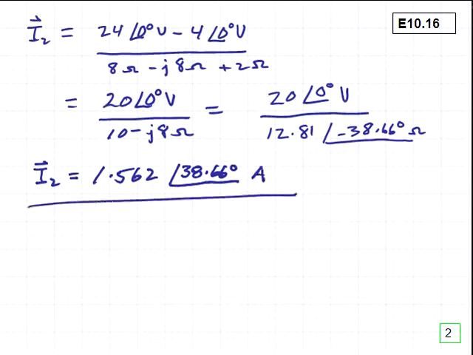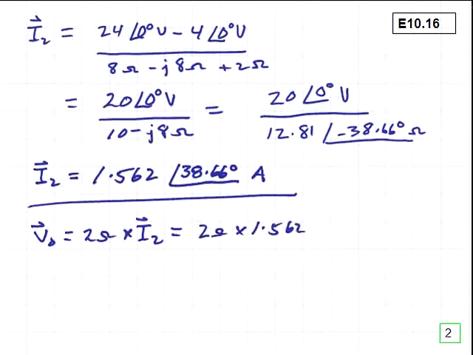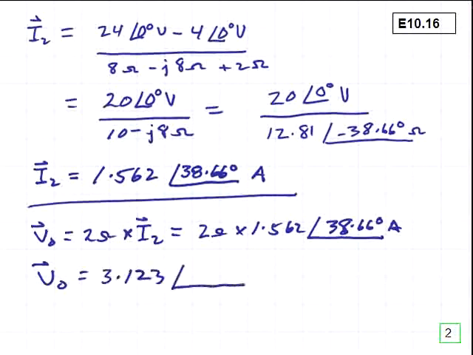Now we can use that to determine the voltage V sub O by Ohm's law, which is equal to 2 ohms times this current I2. That is equal to 2 ohms times 1.562 at an angle of 38.66 degrees amperes, or V sub O is equal to 3.123 at an angle of 38.66 degrees volts.